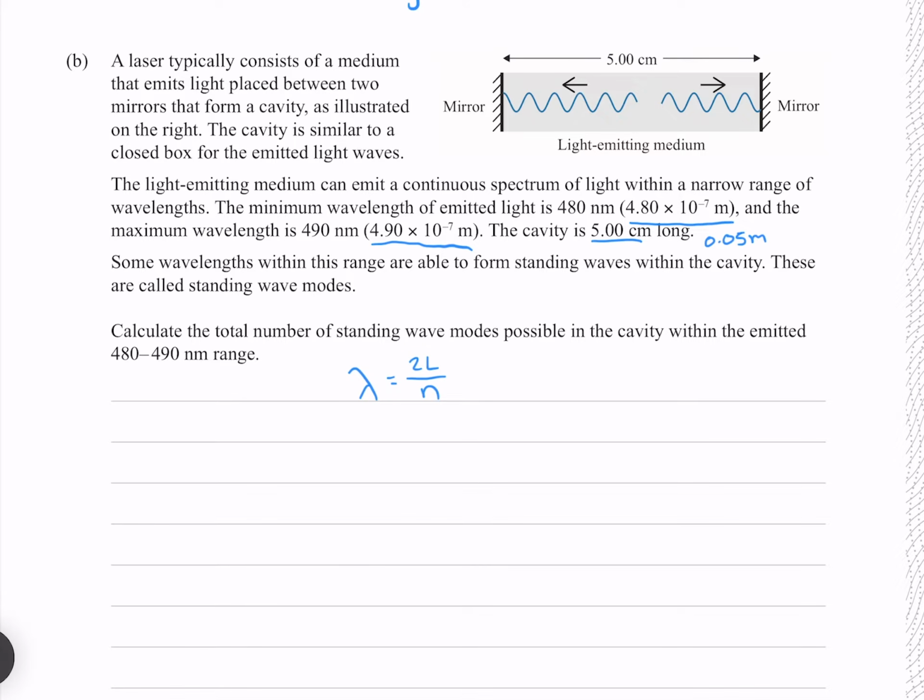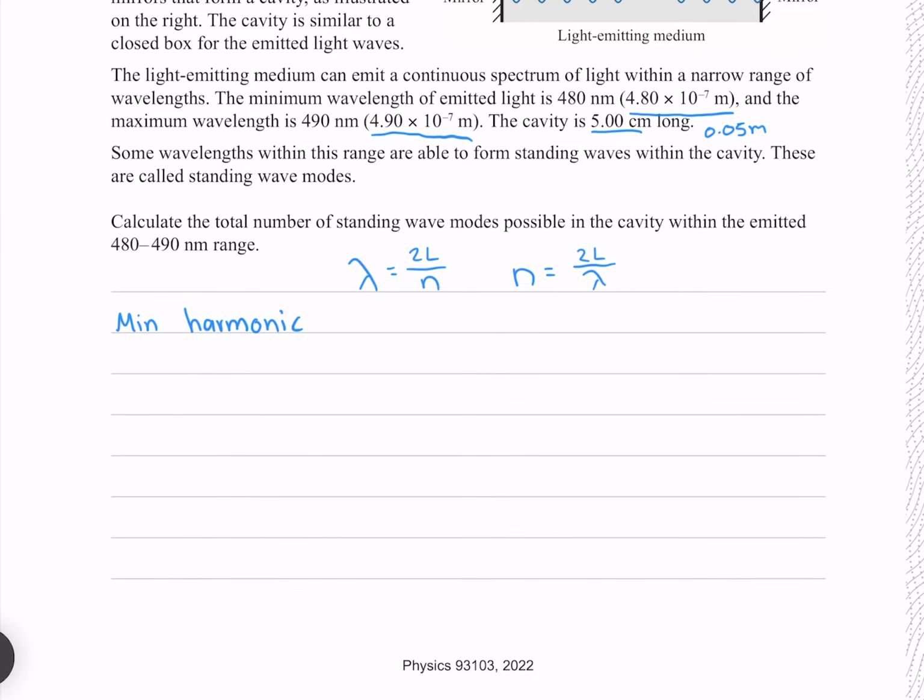Rearranging this for n, what we can now do is substitute our minimum and maximum wavelength and determine its corresponding mode. Our minimum harmonic is given by our n equation, where our L is 0.05 and is going to occur at our longer wavelength, 4.9 times 10 to the minus 7, which gives me 204,081.6, which, because our harmonic can only be a whole number and we don't quite get down to 204,081, our minimum harmonic must be 204,082.